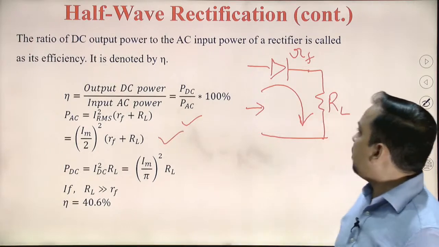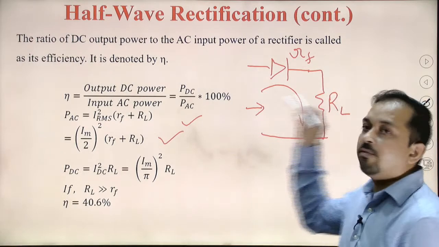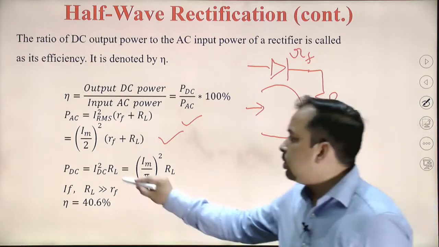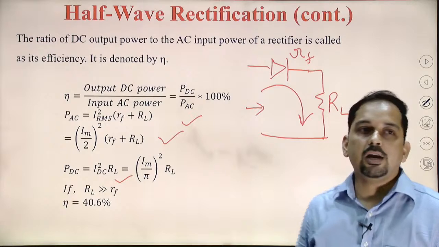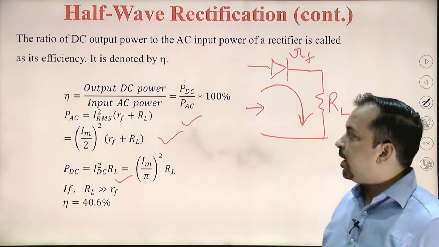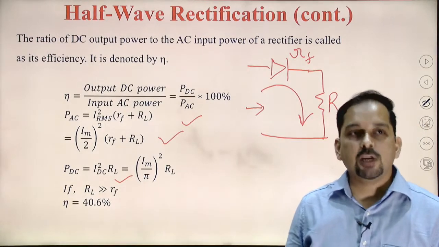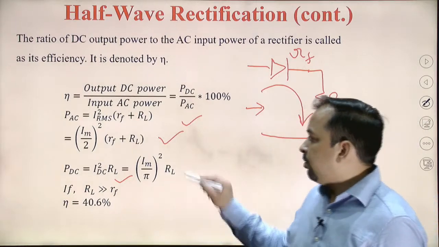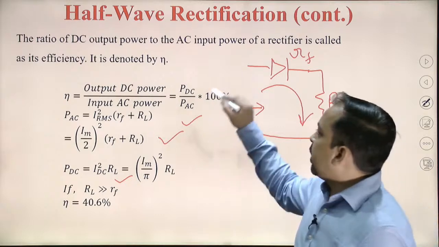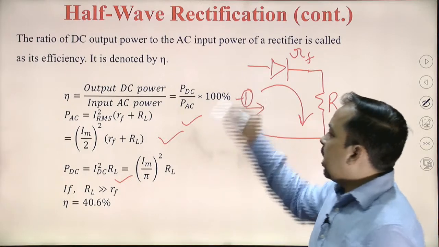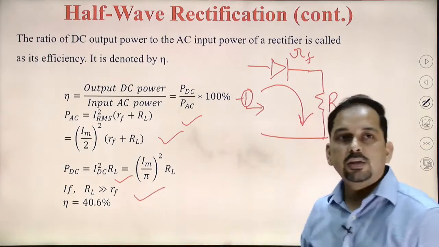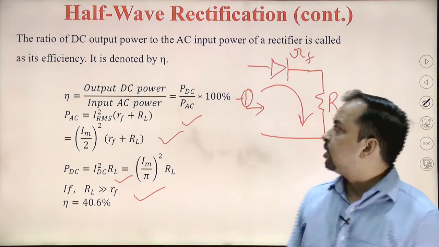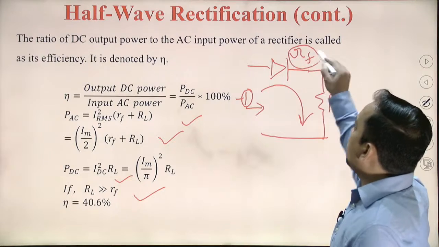Now the DC power is only associated with the load, which is RL. So we get PDC equals IDC square multiplied by RL. Now IDC we have already calculated. IDC is also known as the average value, and the average value was Im by pi. If we substitute in this equation, let's say equation number 1, and apply a small assumption that generally the load resistance is of the order of kilo ohm and this forward resistance of the diode is very small.